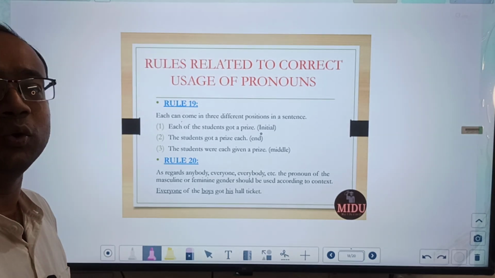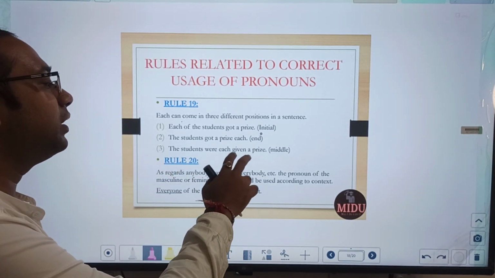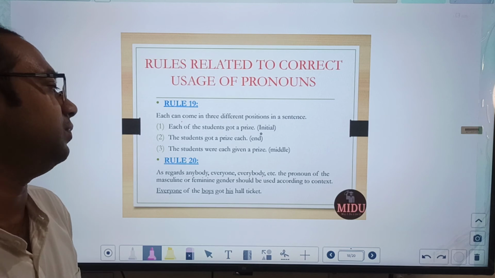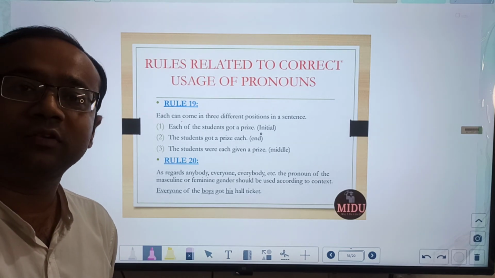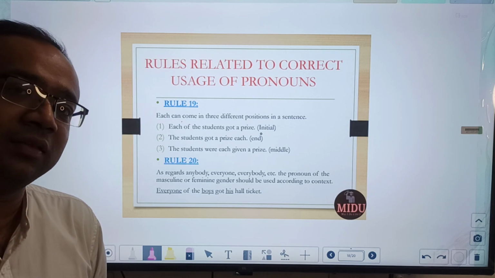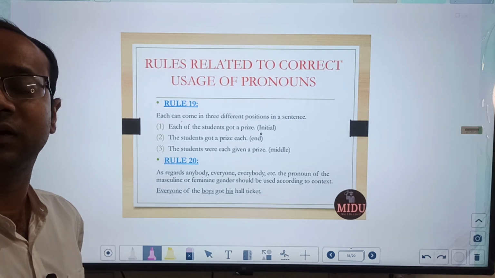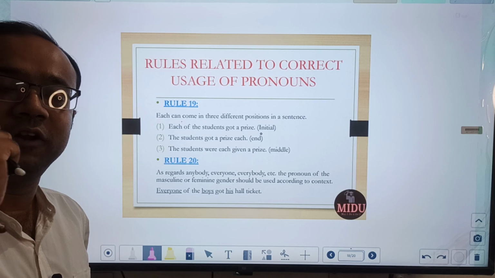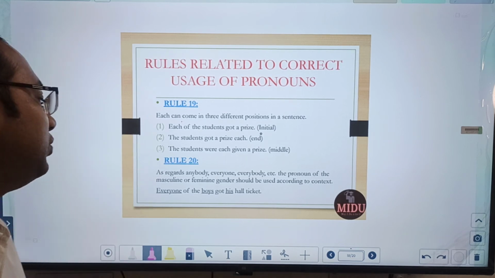Now let us see the third use, in the middle. The students were each given a prize. So another, the students were each given a prize. So one by one, everyone was given a prize. Here this refers to this. So just by the different location of the word, the meaning is changing.